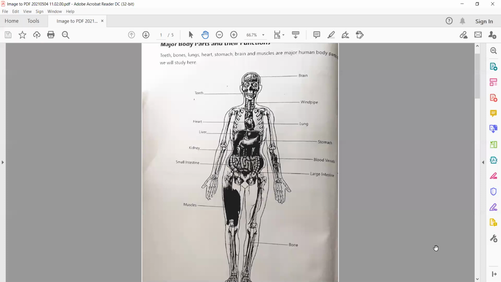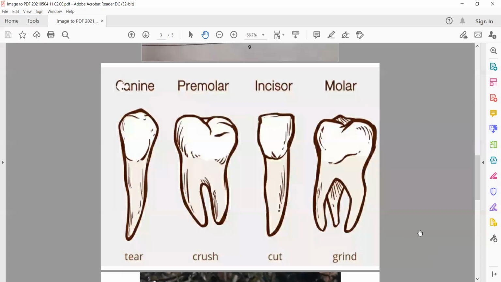There are 4 types of teeth: incisor, canines, premolar, and molar. Incisors are present at the front of the mouth. There are 8 incisor teeth, 4 in each jaw. Then canines are the pointy teeth beside your incisors. These are sharp teeth and they are used for piercing and tearing the food.